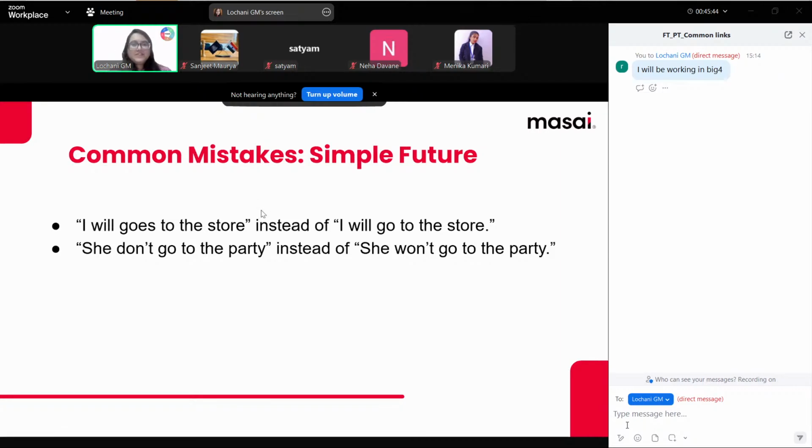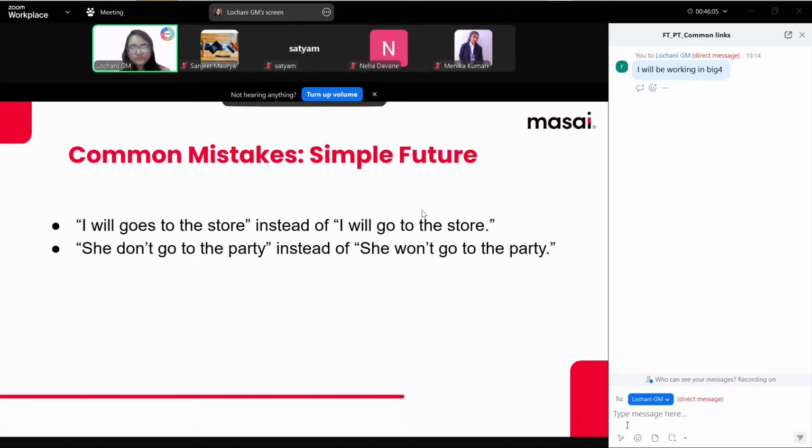So common mistakes to avoid in the simple future tense. Sometimes we are so used to using the present tense that we end up using the es form in the future tense, which is not right. She will goes there, or he will eat there. Those are incorrect forms, right? You will simply say, I will go to the store. He will go to the store.